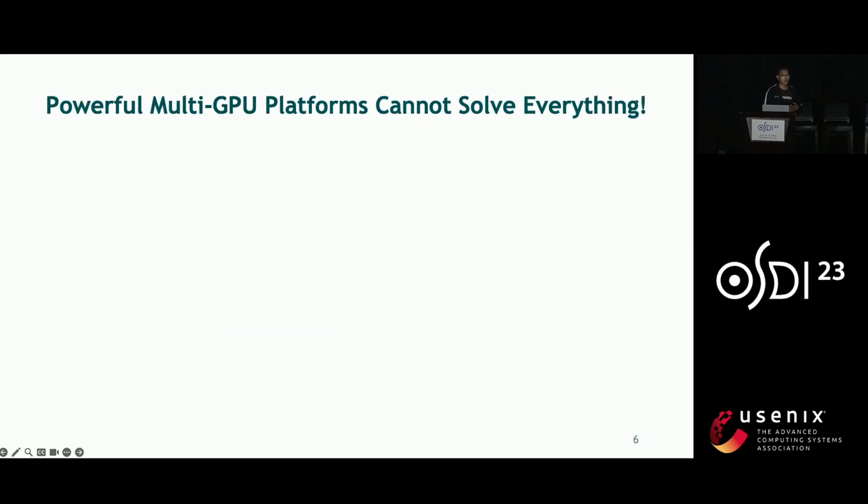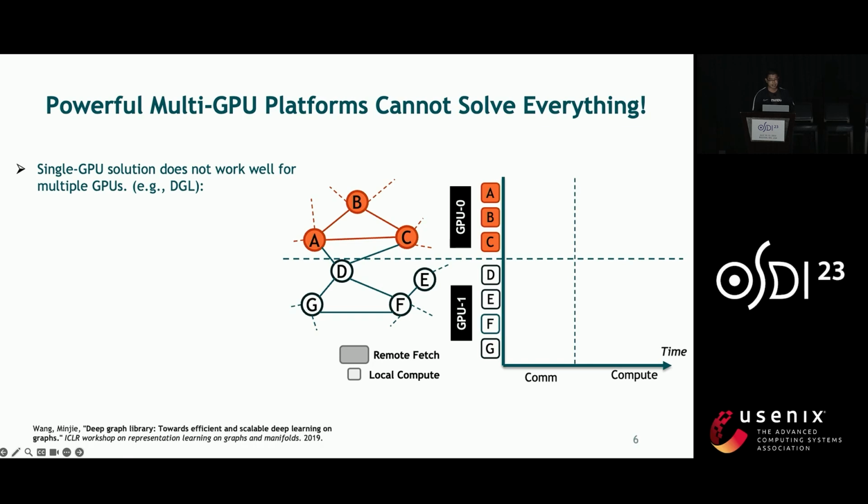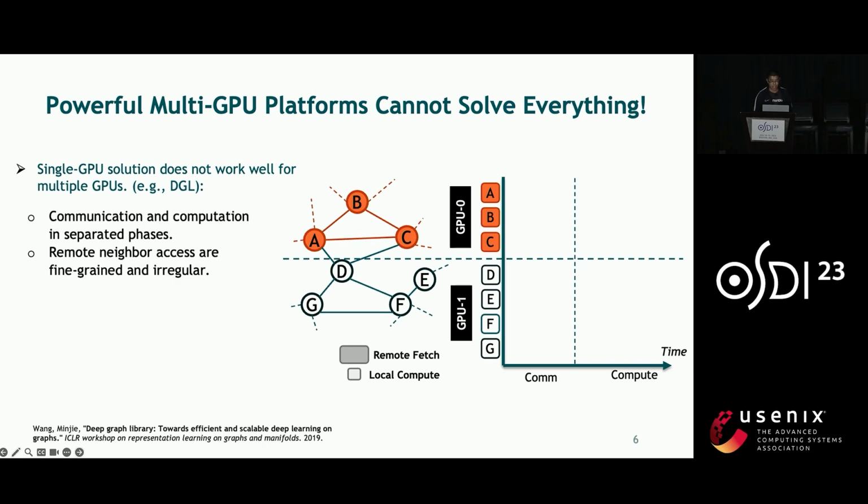Unfortunately, the powerful hardware cannot solve everything. The conventional single-GPU solution for graph neural network scaling, like DGL, leverages operator specialization for communication. It does not work well for multi-GPU settings. Such a design features separate communication and computation phases. As illustrated in the right figure, a graph is partitioned and distributed on two GPUs.